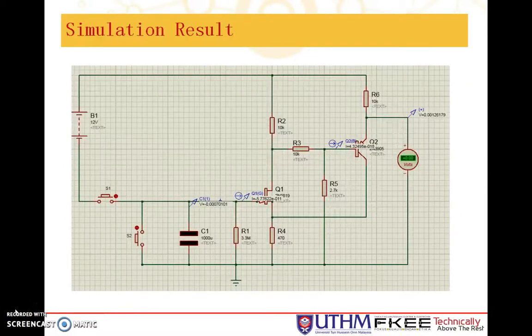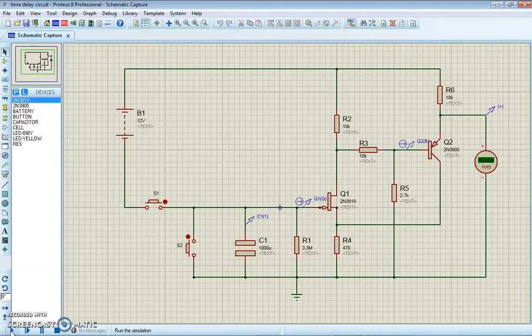Okay, this is the simulation result. This circuit was constructed by using Proteus 8 Professional. I will proceed with the simulation. This is the schematic circuit for our group. We are using a 12 volt battery as our power supply. This is the 2N3819 with G, S, and D terminals.